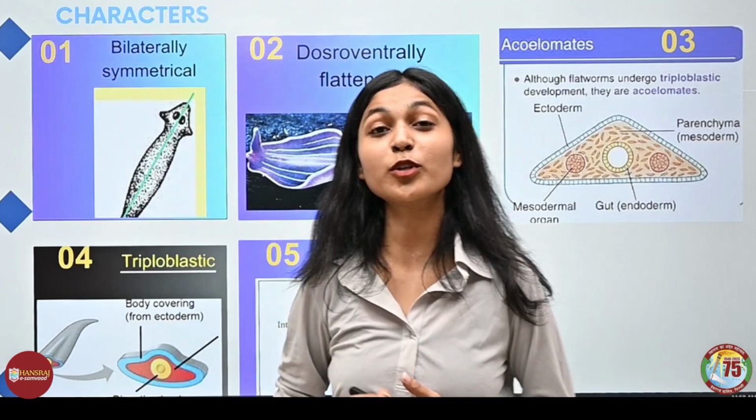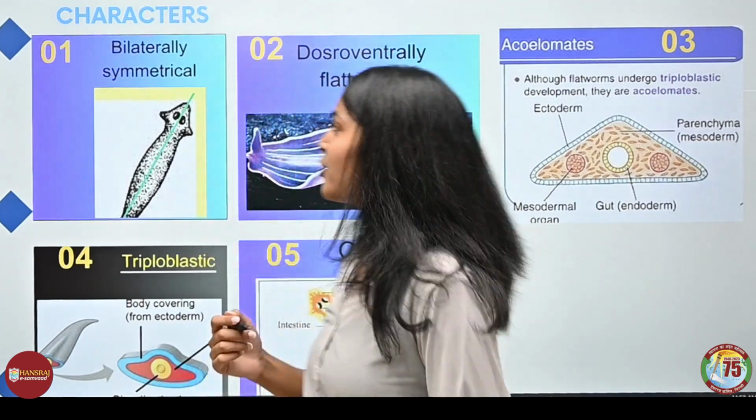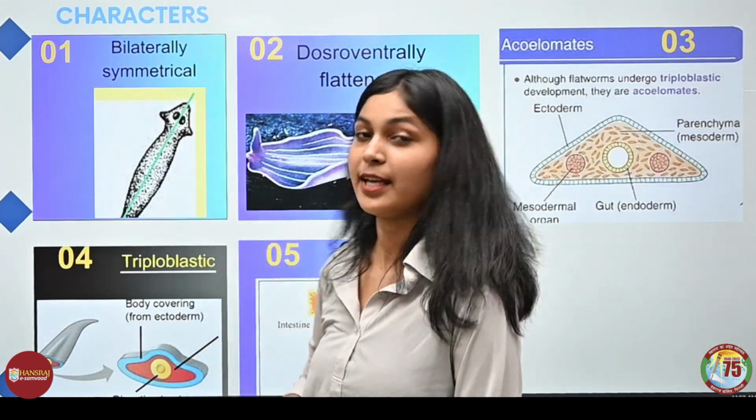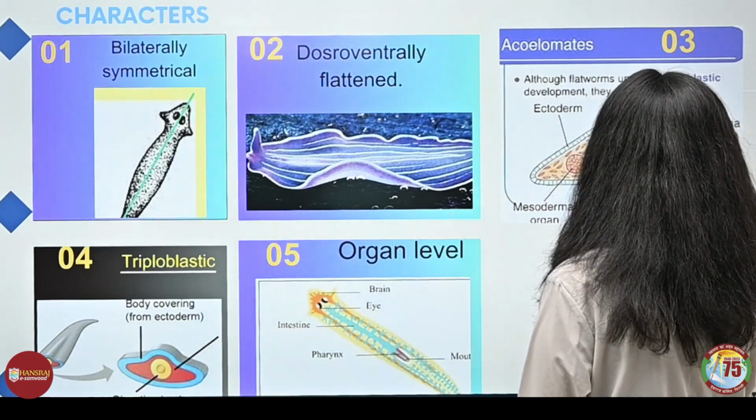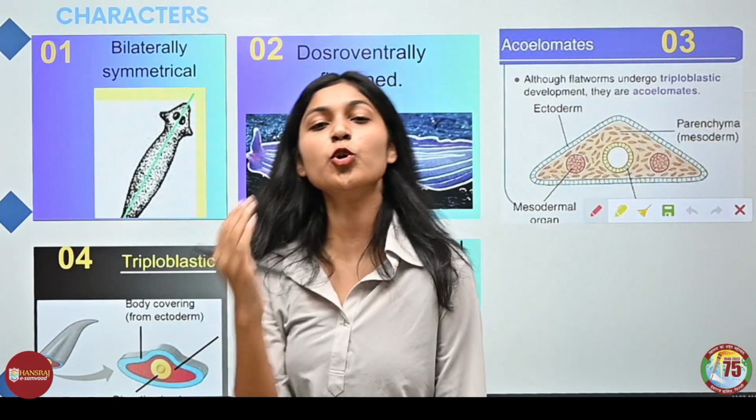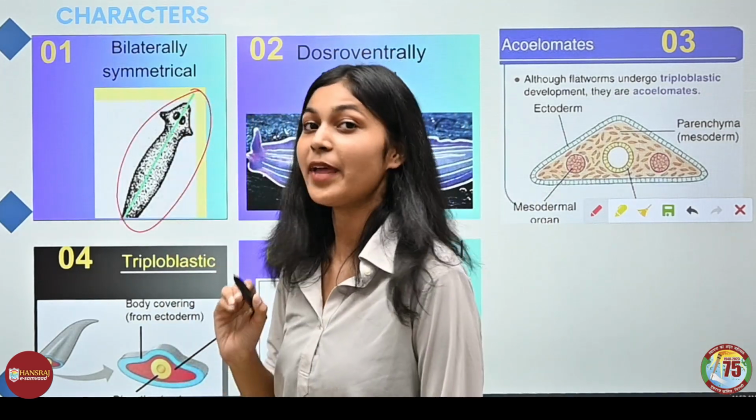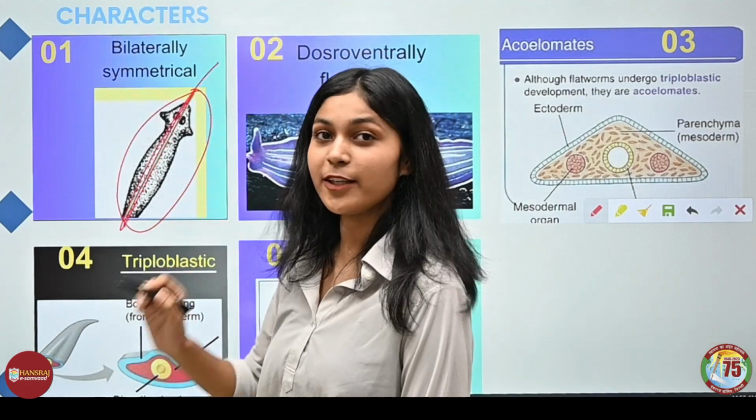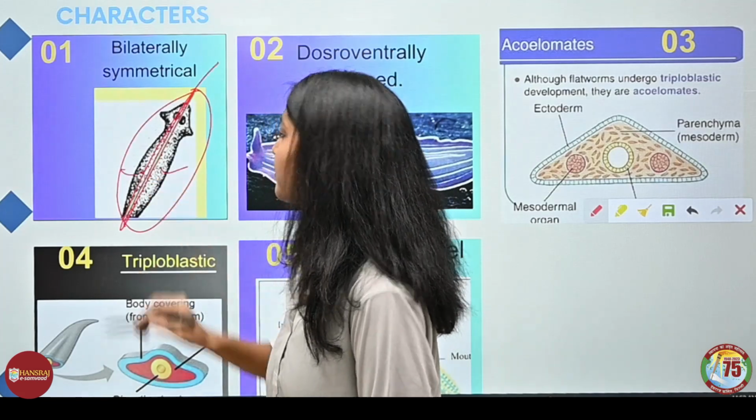Now I would like to tell you about the general characteristics of this phylum. So first, they are bilaterally symmetrical. That means a single vertical plane is going to divide the organism into two equal parts. As you can see here, it is the worm, and this single plane is dividing the worm into two parts which are equal to one another.